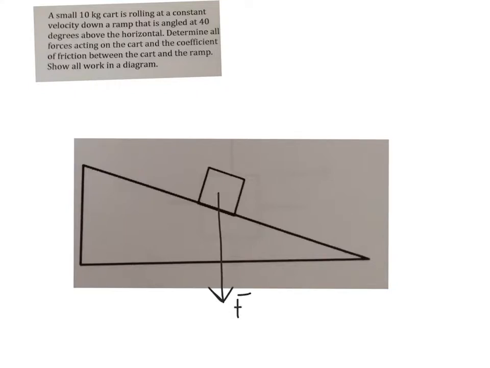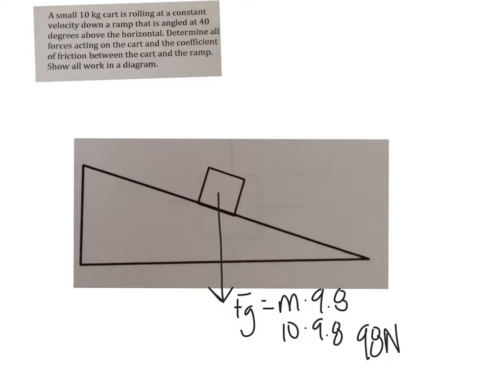And to find your force of gravity, it's always mass times 9.8. So you have a mass given to you of 10 times 9.8. So your force of gravity is 98 newtons, all right?